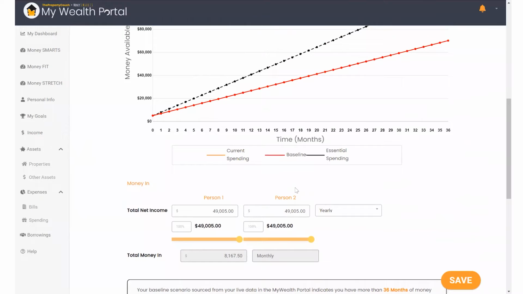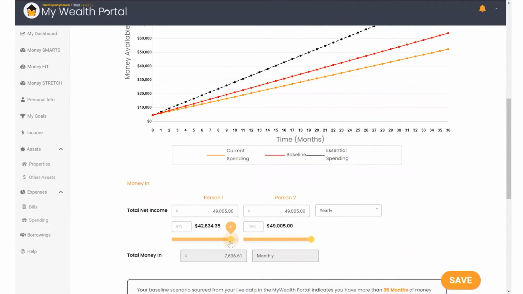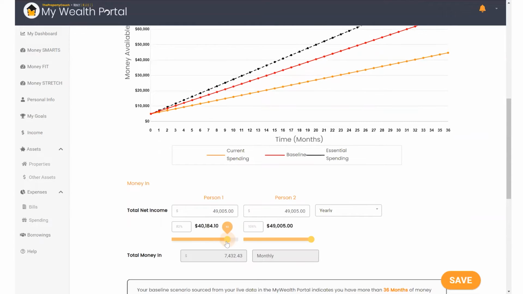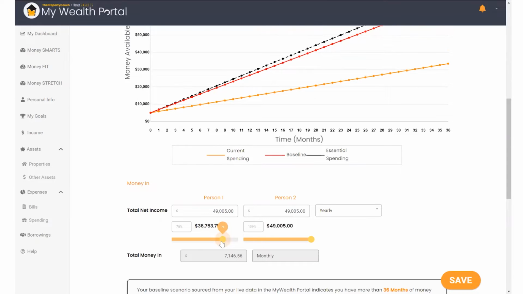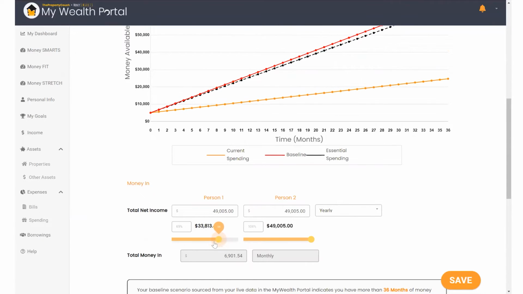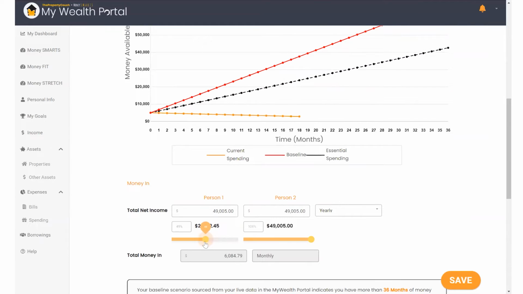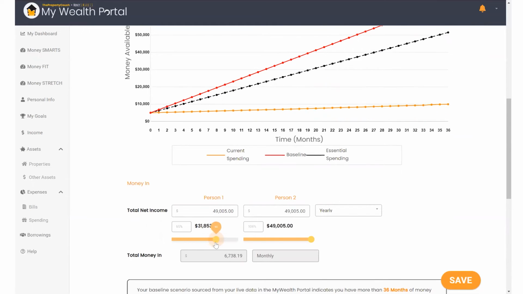But this leads us to having a conversation around what happens if one of us was to experience, say, a job loss, or moving to, say, 4 days a week, given these certain economic times. So we can now start playing around with just how much money you've got coming in. And you can see the graphs are starting to adjust in terms of what that actually means in regards to savings and essential versus where our money is going to last us.